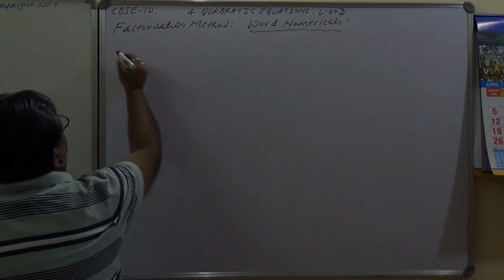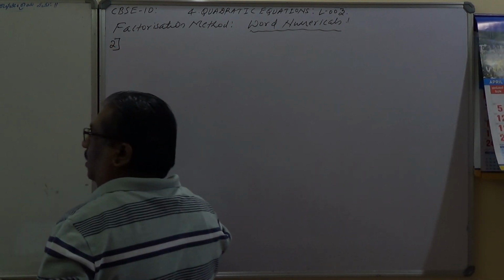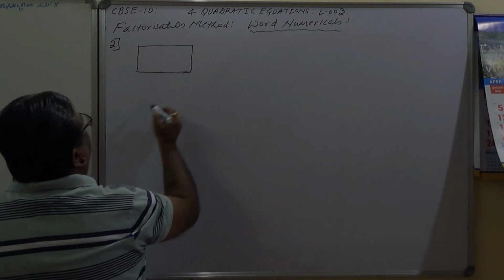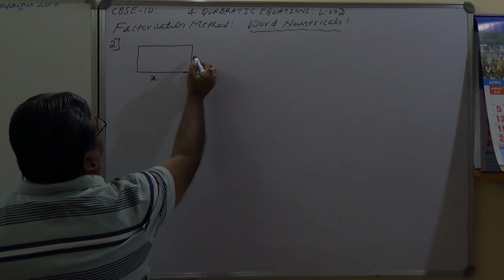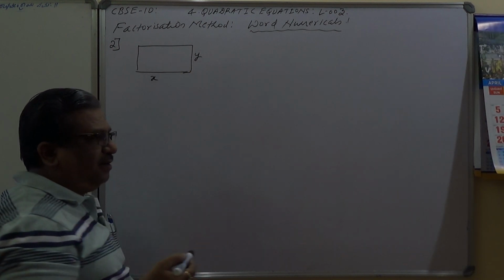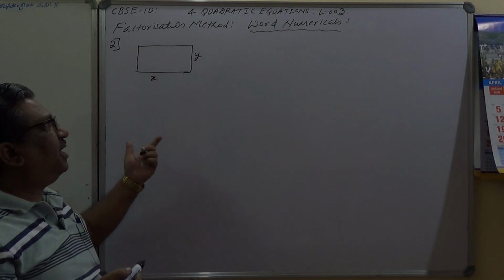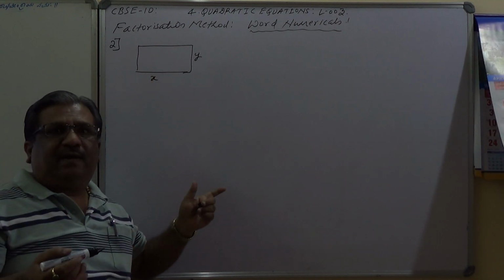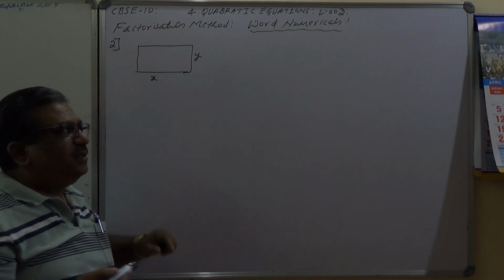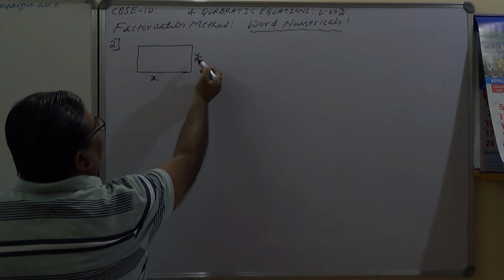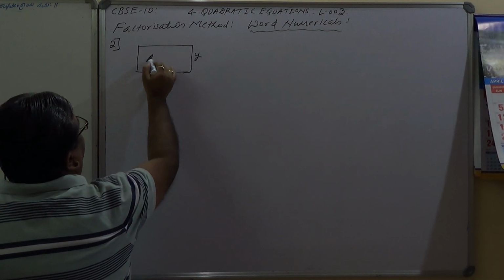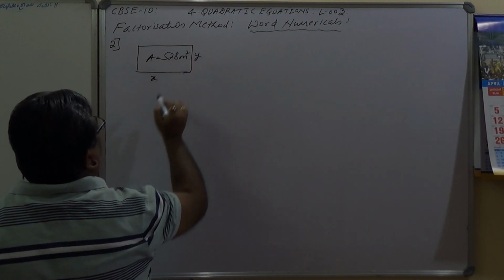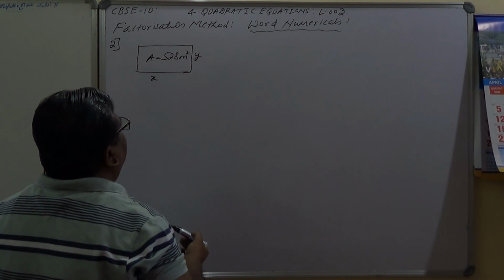Exercise 4.1, second question. The area of the rectangular plot is 528 square meter. Let us consider one plot, and let this be x here and this be y. I know we are solving quadratic equations in one variable, but for our convenience we can take two variables, and later on we can change it. So for example, let x be the length and y be the breadth. Area equals 528 square meters. We have to find out the dimensions of this rectangular plot.